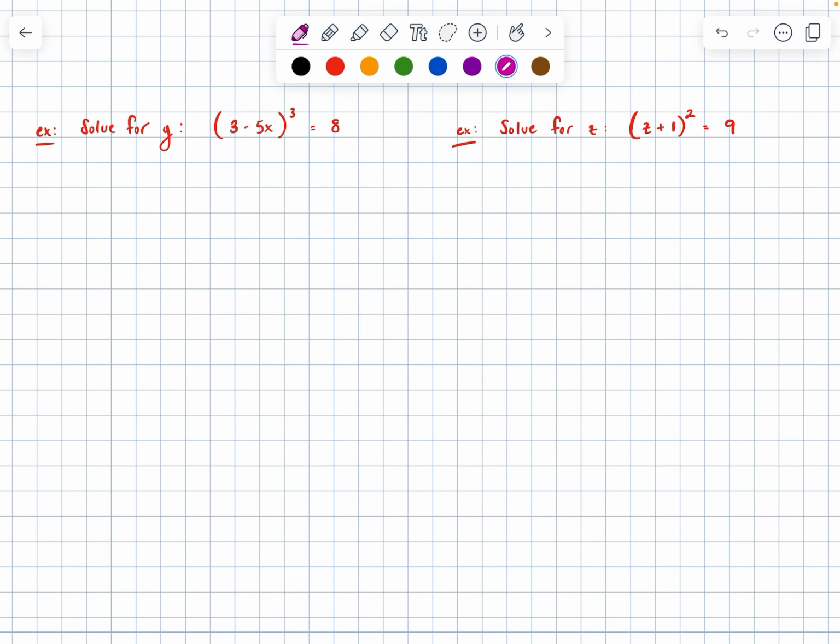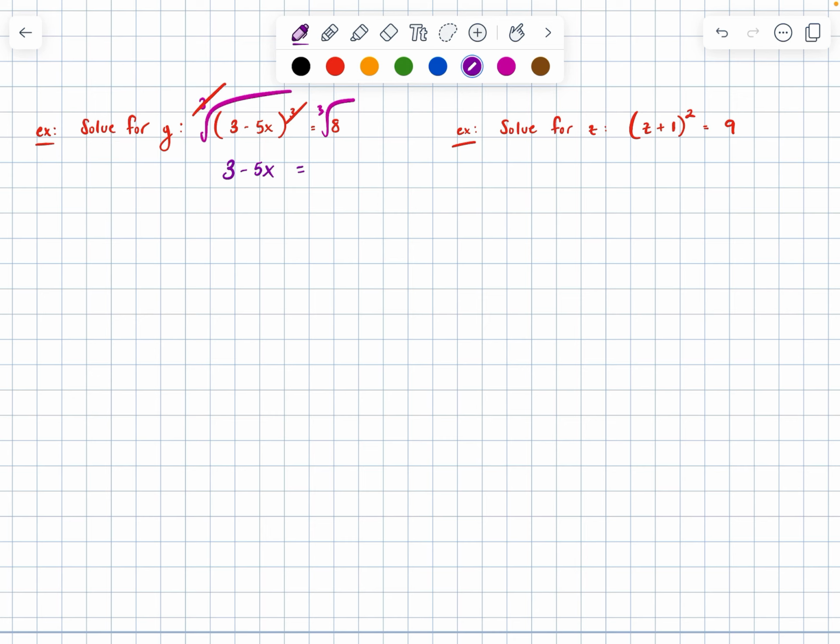Alrighty, well here, I'm going to take the cube root of both sides. If I want to undo a cube, well, a cube root is going to be my best bet. On the left, the cube and the cube root cancel out, and that leaves me with the 3 minus 5x inside of those parentheses. And on the right side, I'm now taking the cube root of 8.